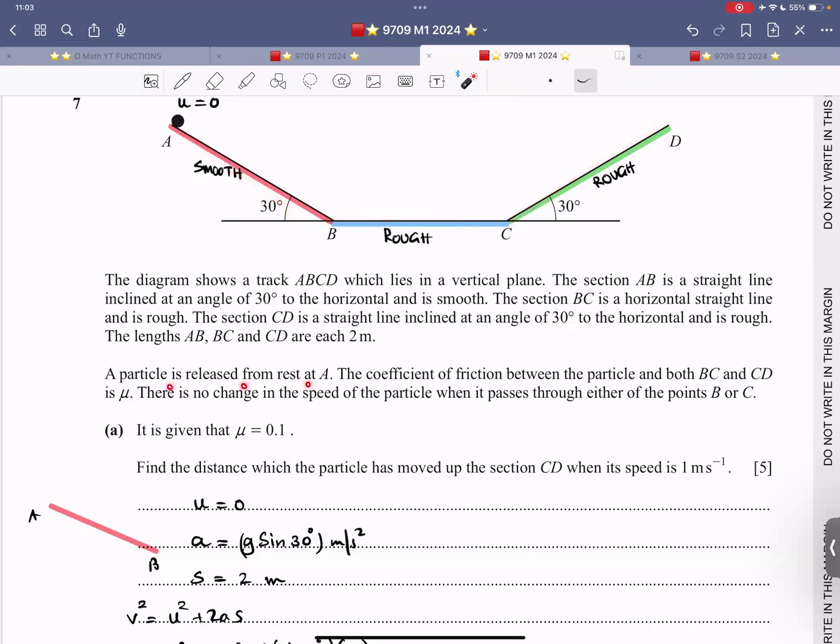A particle is released from rest at A. The coefficient of friction between BC and CD is mu. So it's released from rest. There is mu, there is mu.